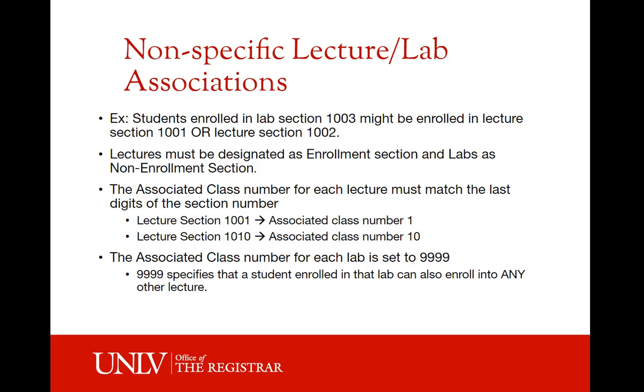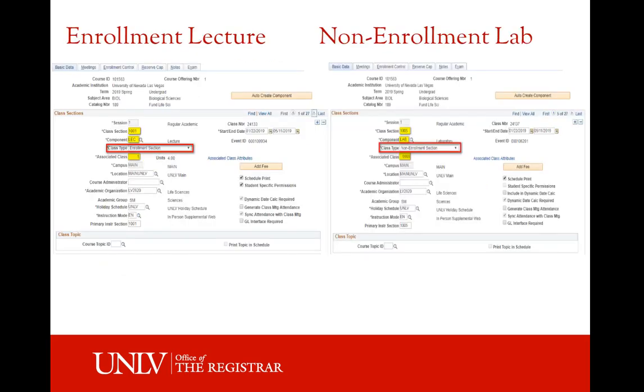If you want to control which labs feed into the 2 lectures, you can do so by matching the associated class number to the lecture that you want the lab to feed into. For example, if the lecture is section 1001, the associated class will be a 1. If you would like lab sections 1003, 1004, and 1005 to feed into that lecture, you will match the lecture association by putting a 1 in the associated class section for each of those labs. In this example, you can see the student will have the ability to select any lab when they enroll in their lecture because of the 9999 association.